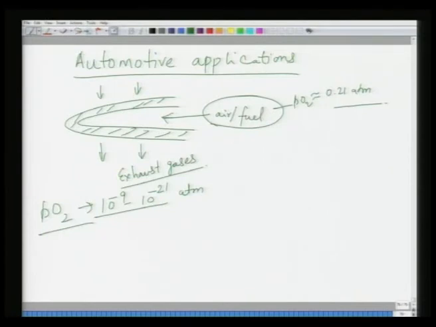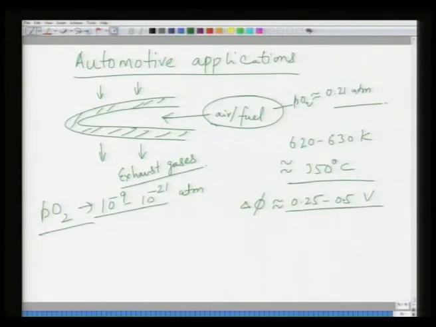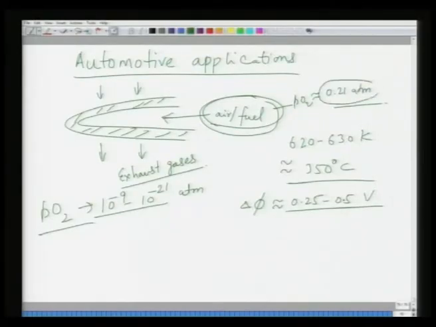Now, if you take a temperature, for example, about 620 to 630 Kelvin, which is roughly nothing but 350 degrees centigrade. At these temperatures, this gradient of partial pressure of oxygen will give rise to delta phi of about 0.25 to 0.5 volts, and this voltage is sufficient to be monitored. It can be easily monitored, and this can be used in a feedback control system to regulate the air to fuel supply, because we know as this pressure changes, this will change.